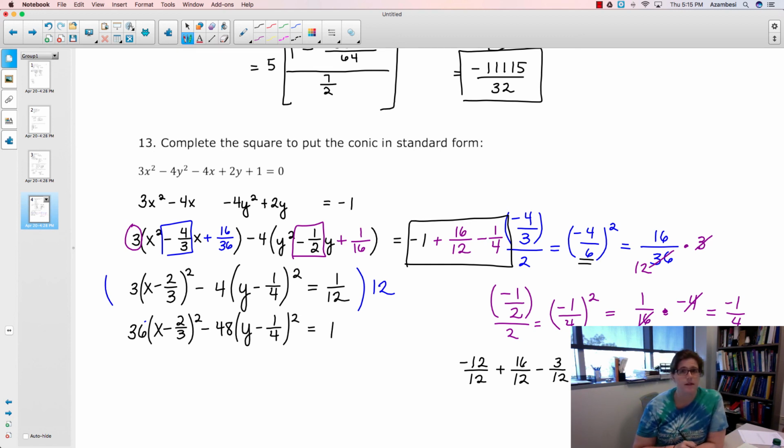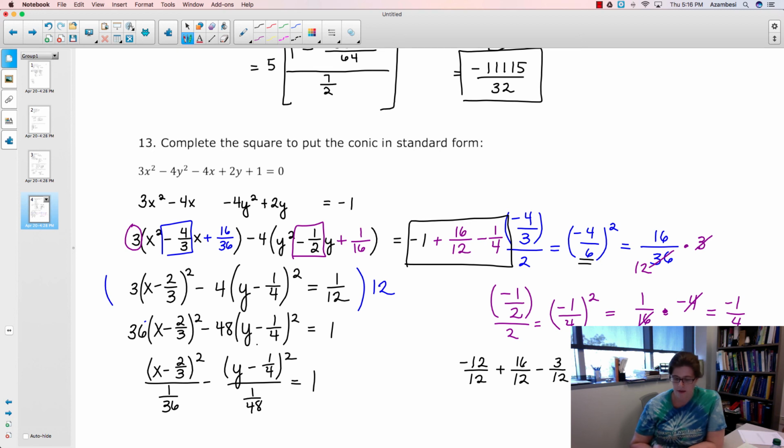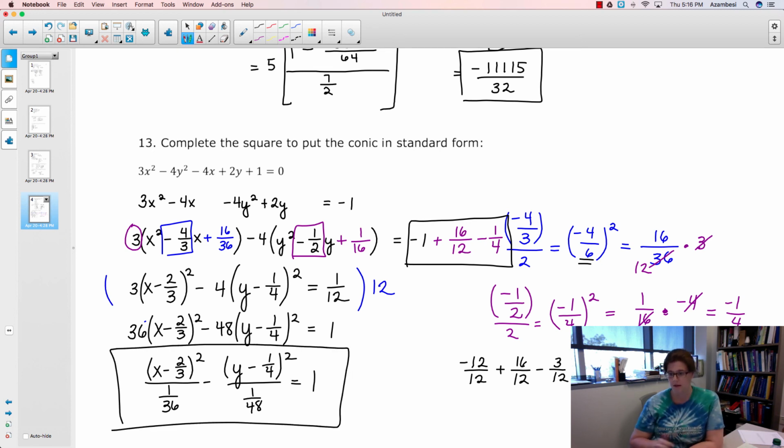Multiplying by 36 is like dividing by 1/36. So this in an equivalent form, x minus 2/3 squared divided by 1/36 minus y minus 1/4 squared and 1/48 is equal to 1. And my square is completed.